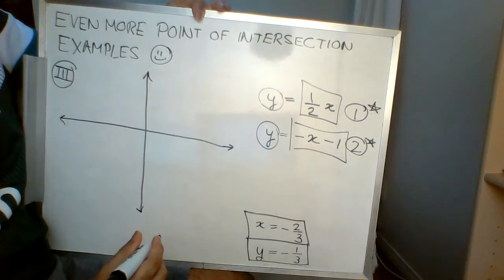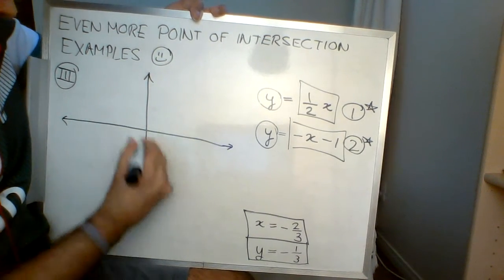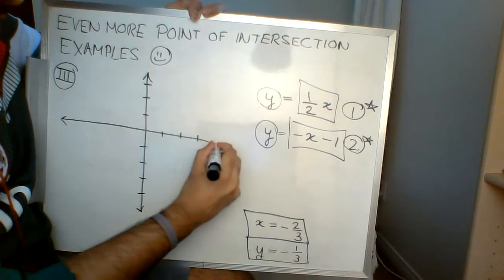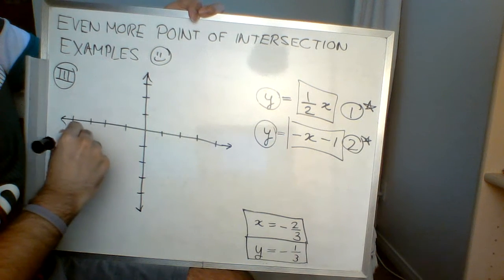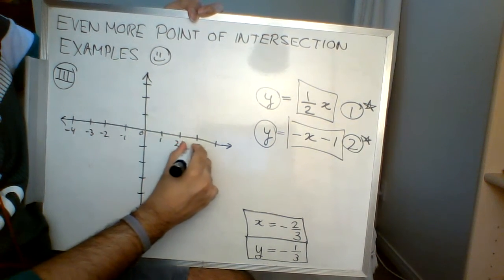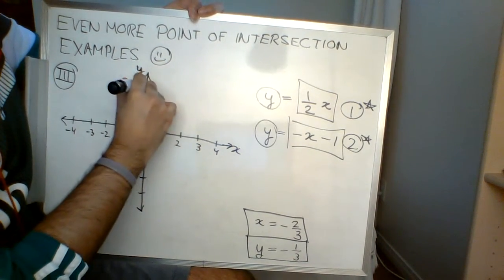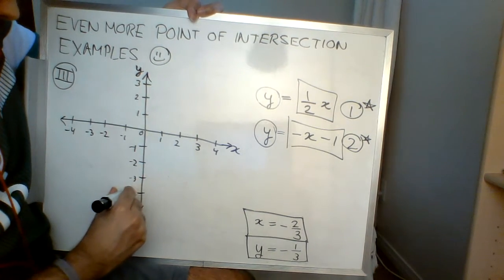We've got something like this. Alright, so we've got our tick marks going this way, tick marks going that way. My axis is a little bit short. -1, 0, 1, 2, 3, 4. Label your axes. 3, 2, 1, -2, -3, -4.